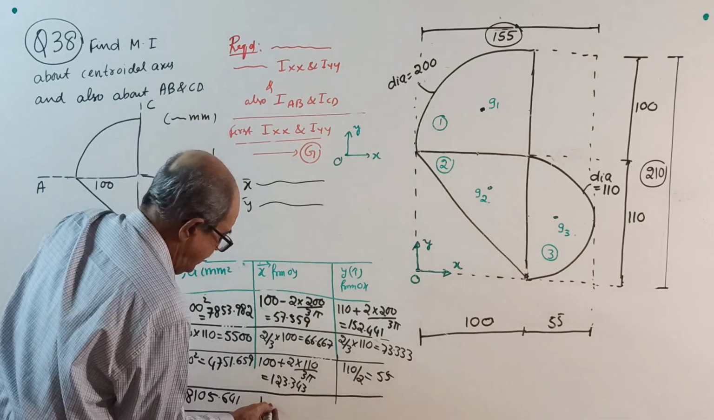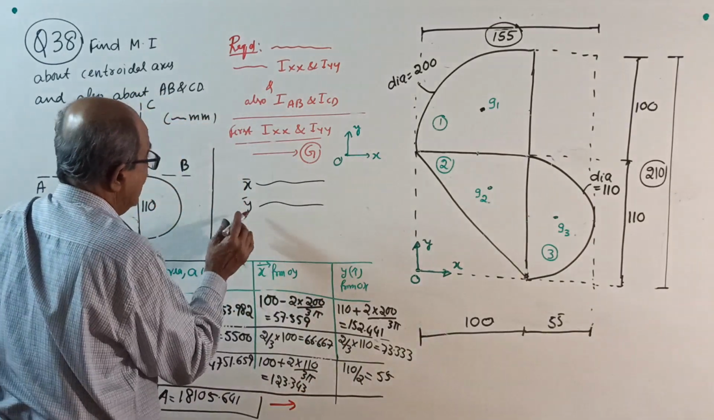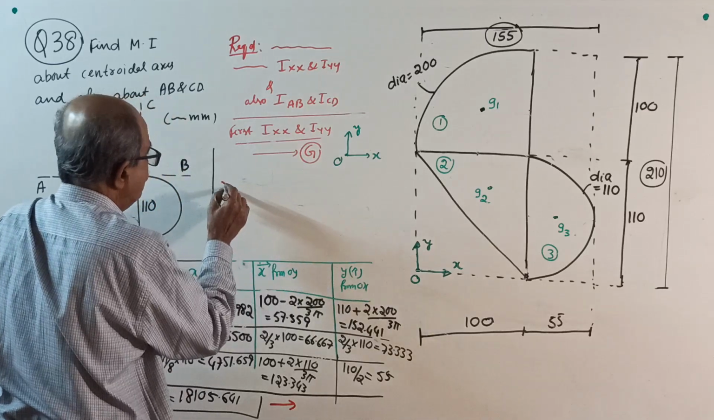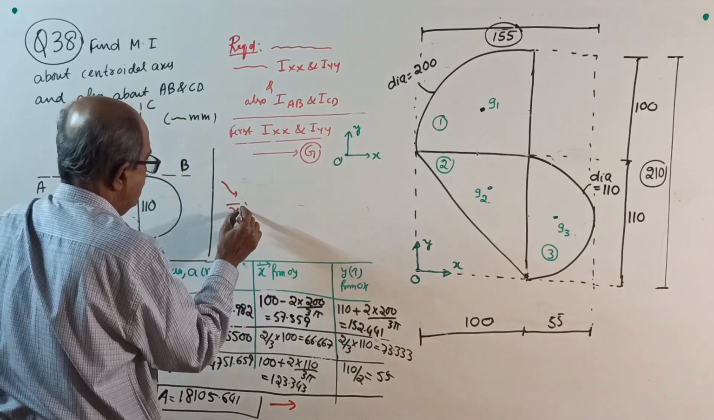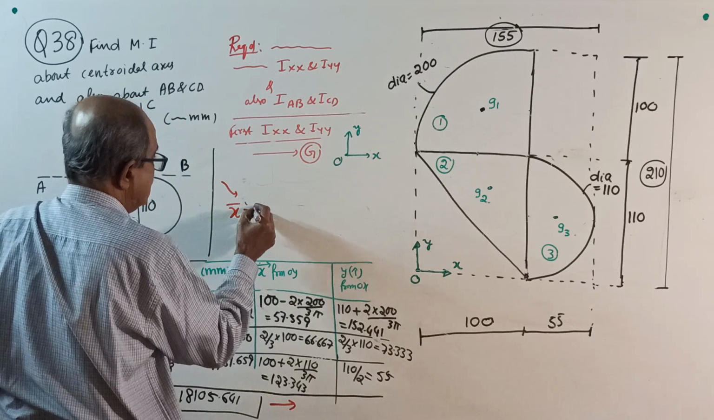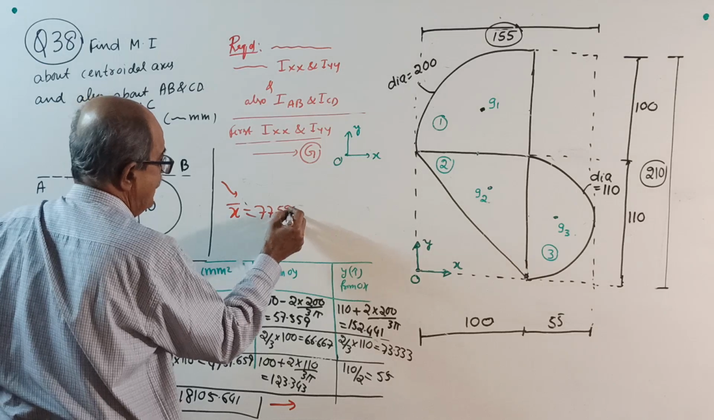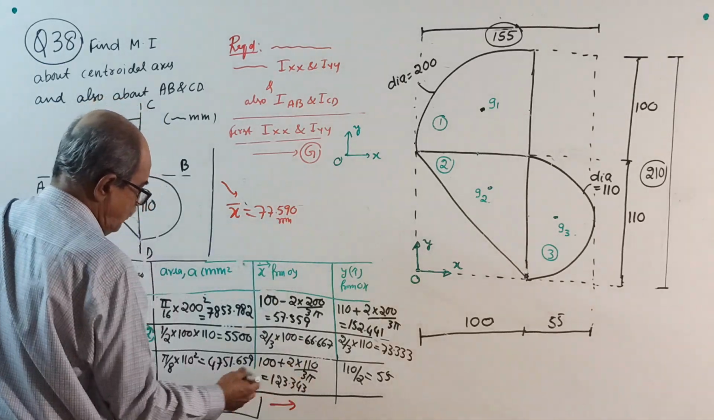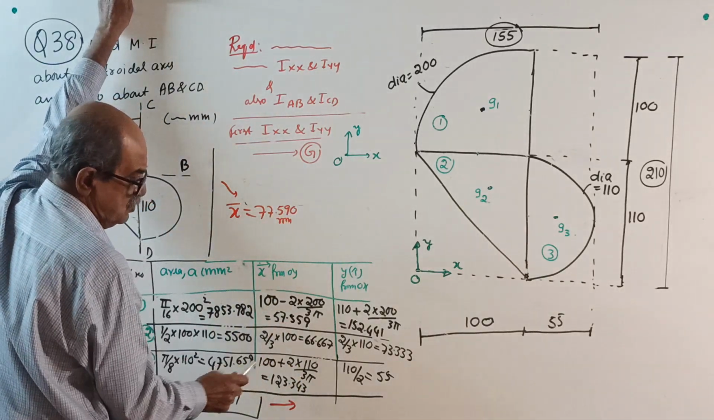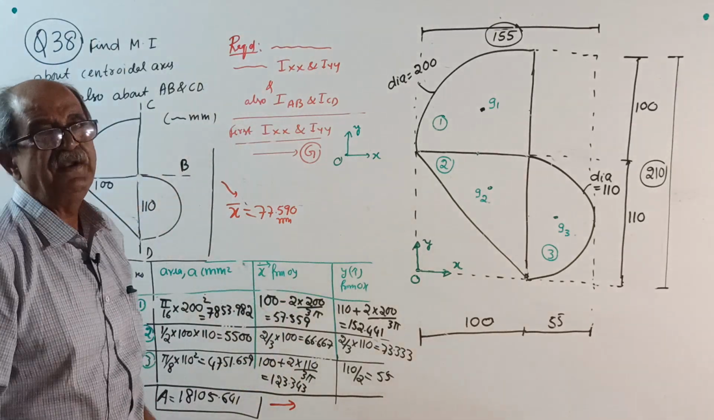See, calculate. I'll show here. After calculation, you write here. Therefore, you will get x bar equal to, I already got it, 77.590 millimeter. Okay. You show the calculation: A1 x1, A2 x2, A3 x3. Now I will not tell all these things.